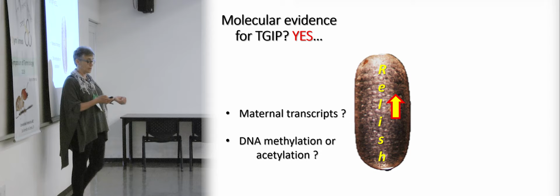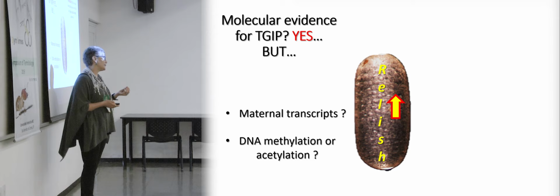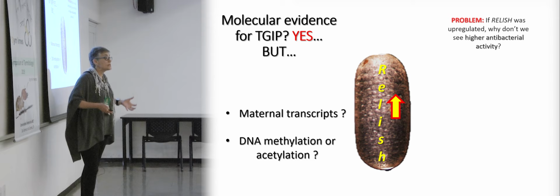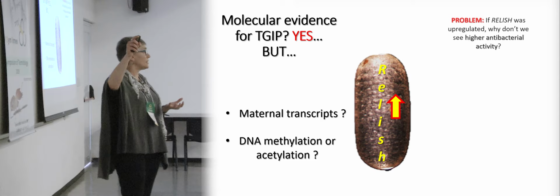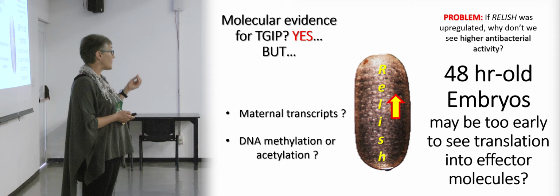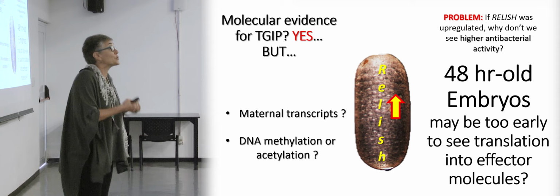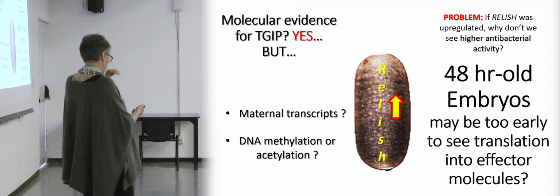All right, but there's a problem. If I'm finding higher relish here, why then did I not see higher antibacterial activity, right? If the eggs are responding by increasing the transcripts of relish, why don't I see antibacterial effects? The only reason that I can come up with is that perhaps these eggs are too young. So we have transcripts, but not translation yet, okay? The transcripts are there, but translation has not happened into an effector molecule that actually can kill our bacteria. I'm hoping that's the reason. Otherwise, I don't really know how to explain this, okay?